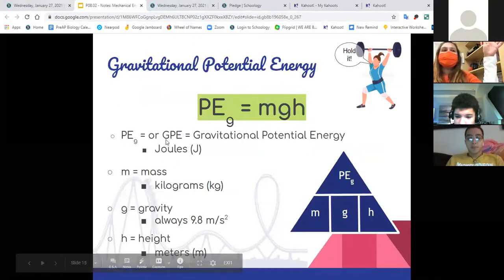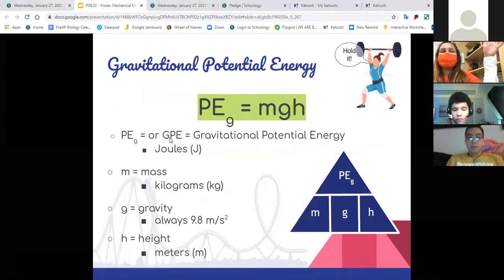But I might just use GPE as well. And that's probably what I'm going to be using here in high school. But just know that if you do take physics in college, you might see it like this. It's the same thing, honestly. This is just easier to read.